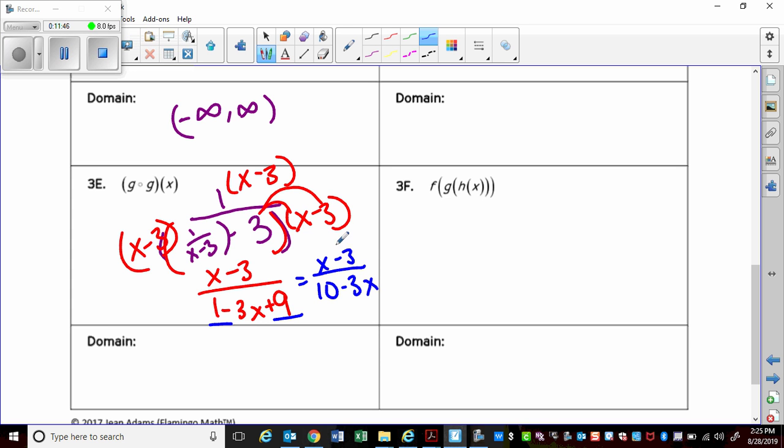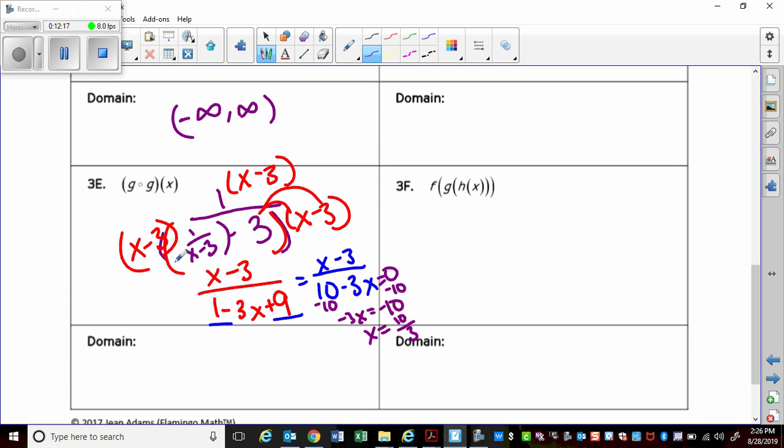Alrighty, so let's look at this. The domain is not going to be restricted by the numerator in a fraction. However, the denominator it will. I need to know where the denominator equals 0. I'm going to set it equal to 0 and find out where. I have to subtract 10. Negative 3x equals negative 10. Divide by negative 3, x equals 10 over 3. This is my domain restriction.